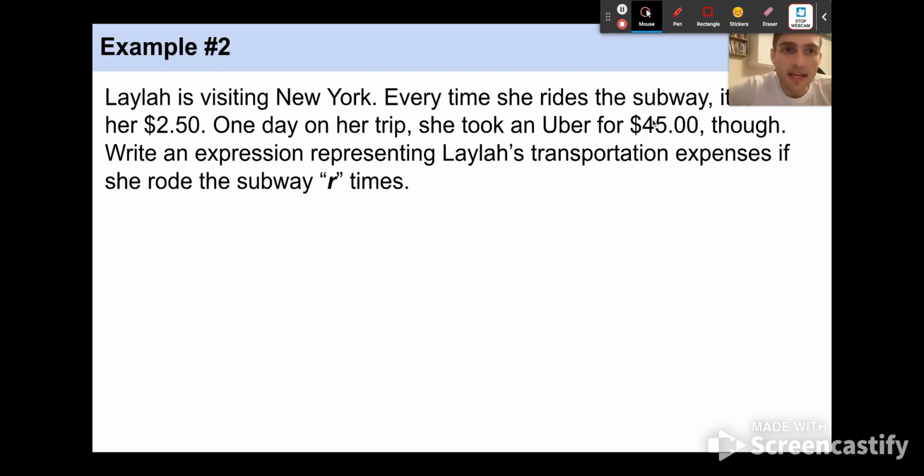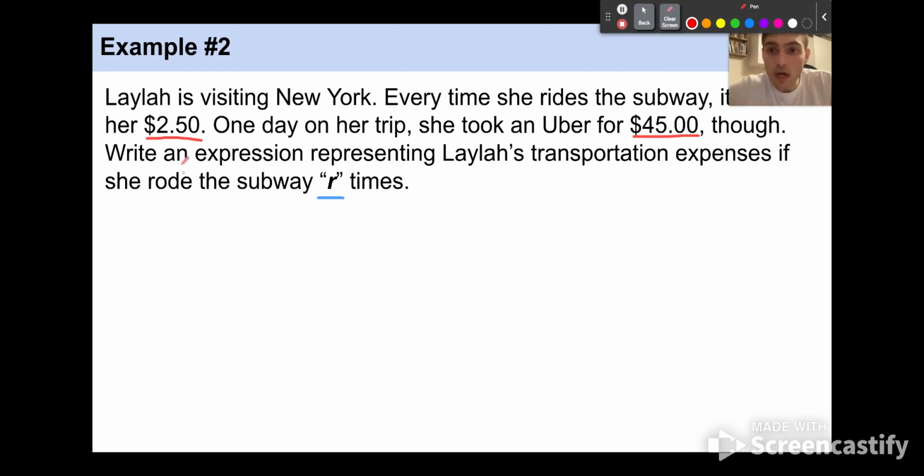Layla is visiting New York. Every time she rides the subway, it costs her $2.50. One day on her trip, though, she took an Uber for $45. Write an expression representing Layla's transportation expenses if she rode the subway R times. R, not 8. Okay.